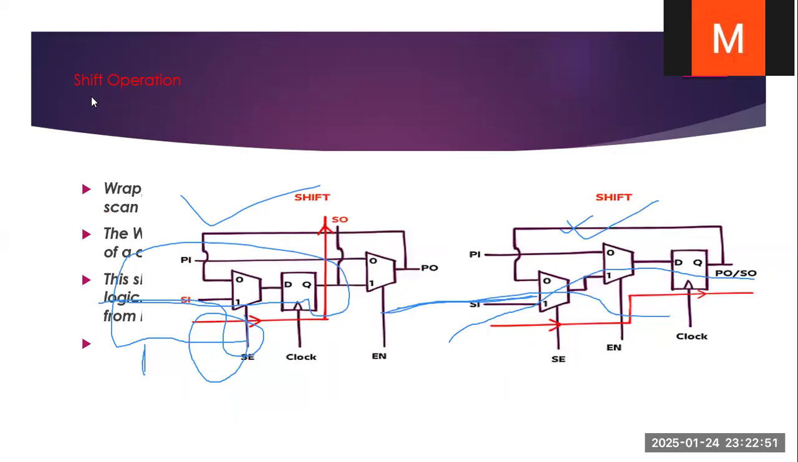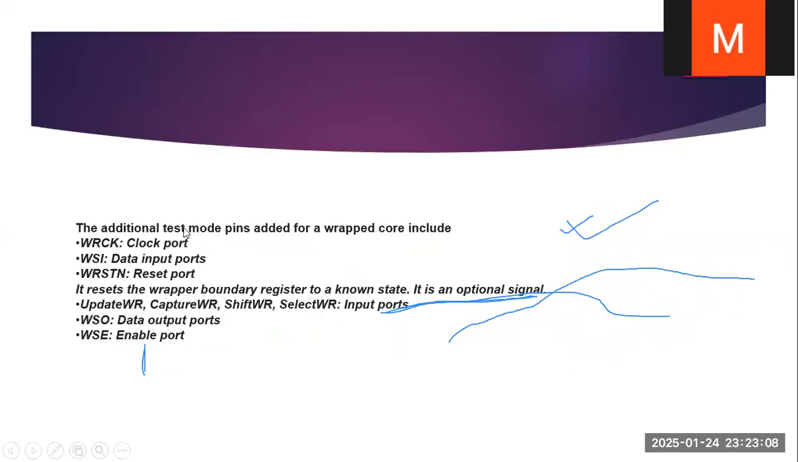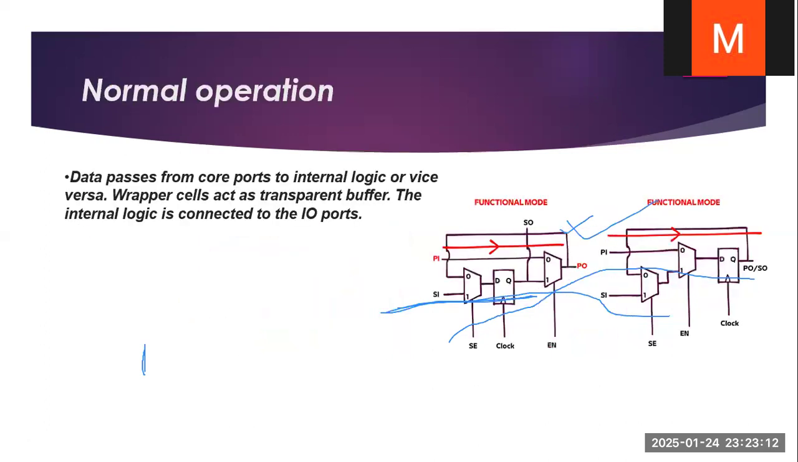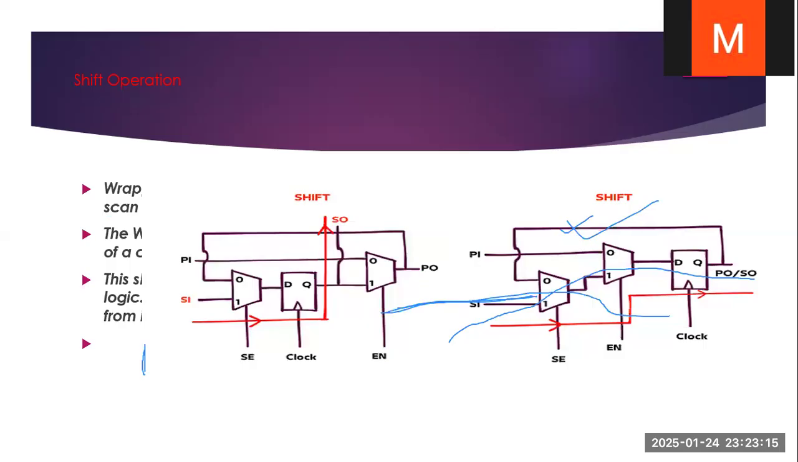Till now we have seen the shift operation. Now we will see the capture operation. This one is a dedicated vapor cell and this one is a shared vapor cell. This one is shift only, SI to SO shift only. This one is also SI to SO shift only. This is the shift operation image.